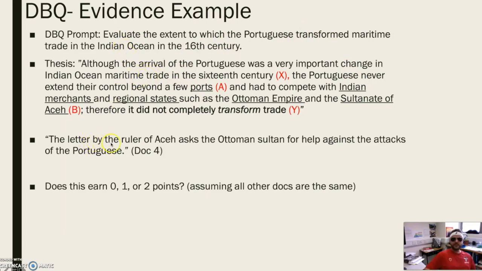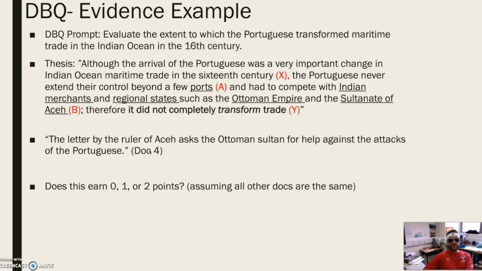So here we go. The letter by the ruler of Aceh asked the Ottoman Sultan for help against the attacks of the Portuguese. All right, so does this evidence get 1 point, 2 points, assuming all the docs are the same, or 0 points? Go ahead and pause, write down what you think is the answer now. All right, the correct answer is it gets 1 point. Right, the letter by the ruler of Aceh asked the Ottoman Sultan for help against the attacks of the Portuguese. They've used the doc. All right, they've provided evidence. It does not get that second point for providing an argument.